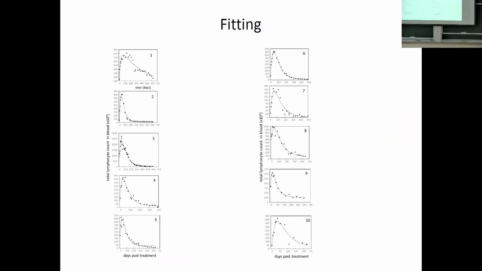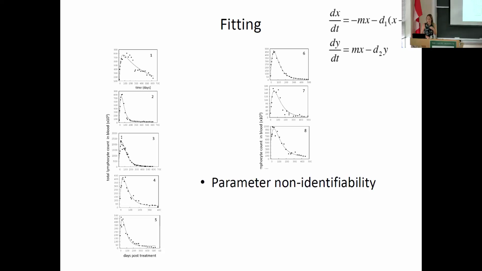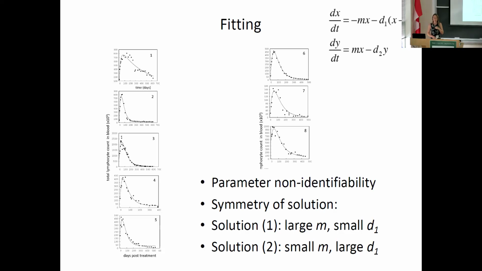So this is the data. We had great data. This is just part of it. See how many points we have, right? So a system of two equations with three parameters, this amount of data. So how can it go wrong? This is what we're fitting. And what we found is that there is a parameter non-identifiability, which is not so bad because we were able to calculate some ratios of parameters. But there is also some weird symmetry of solutions.